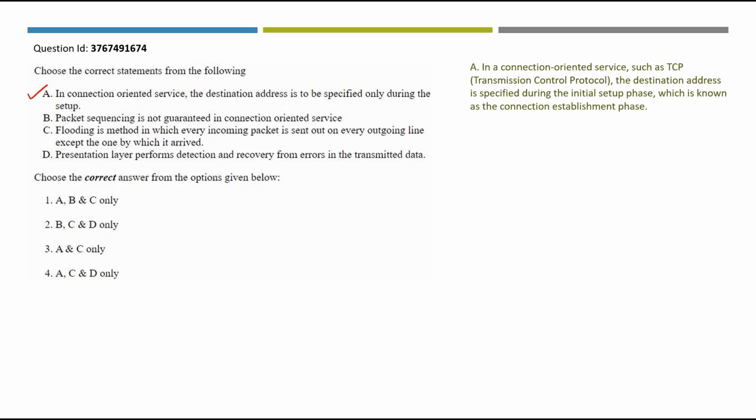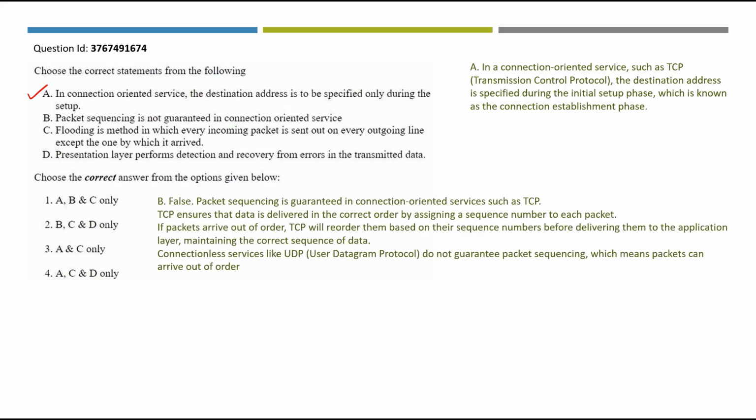Packet sequencing is not guaranteed in connection-oriented service. This is false. Packet sequencing is guaranteed in connection-oriented services such as TCP. TCP ensures that data is delivered in the correct order by assigning a sequence number to each packet. If packets arrive out of order, TCP will reorder them based on their sequence numbers before delivering them to the application layer, maintaining the correct sequence of data.